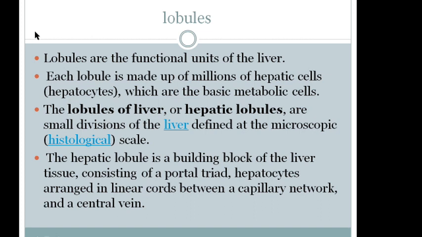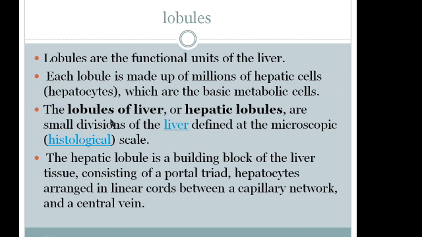And these lobes are made up of many lobules. These lobules are the functional unit of liver. Each lobule is made up of millions of hepatic cells, that is hepatocytes, which are the basic metabolic cells of the liver.